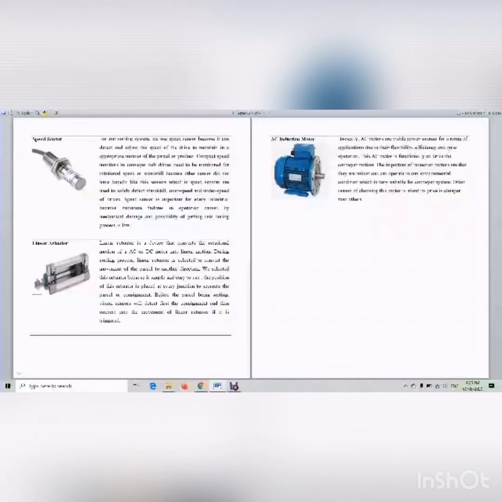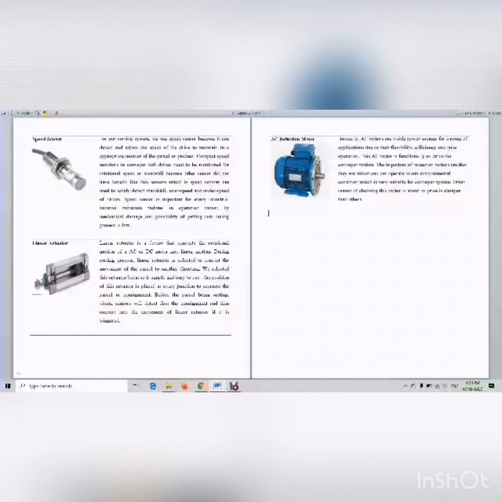Lepas tu seterusnya kita guna linear actuator, yang seperti yang dah dimention tadi. Linear actuator function dia untuk sorting process. So kita guna linear actuator untuk tukar daripada rotary to a linear motion. Dia akan tolak barang tu, asingkan barang setiap daripada barang yang bersesuaian dengan customer nak.